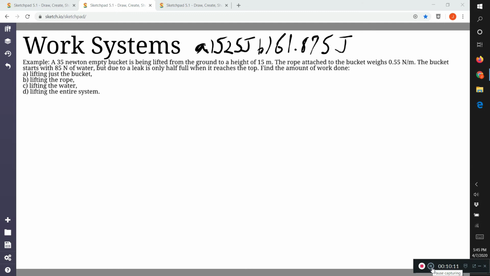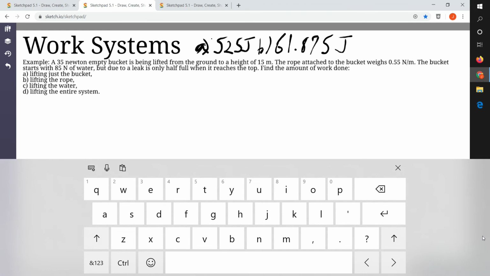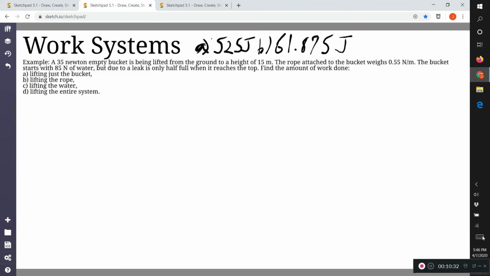Alright, so I cleared it out and I recorded at the top here our answers for A and B. Looks like 1525, but it's actually 525. So, part C, lifting the water. So the water starts with 85 newtons, but due to a leak, it is only half full when it reaches the top. So I'm going to write an equation here, and to do that, I'm going to use points.